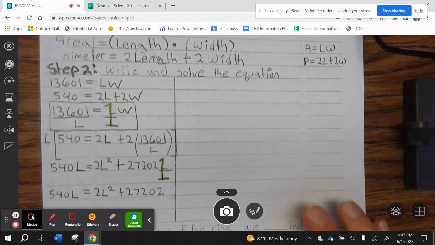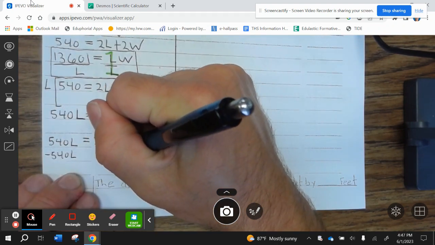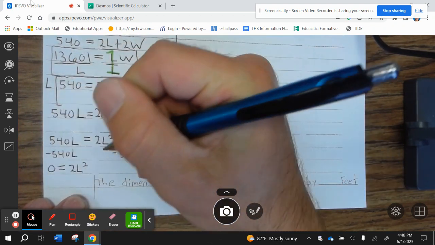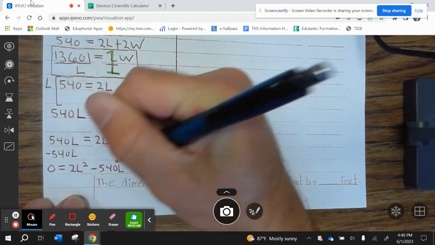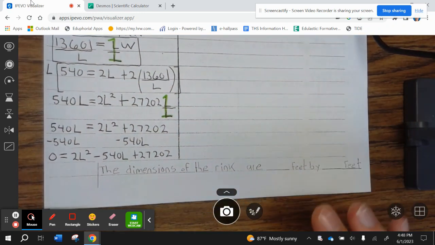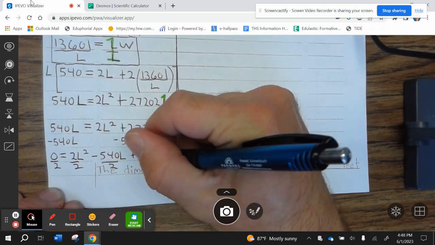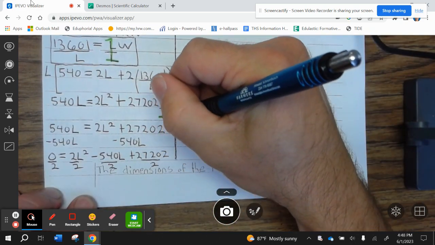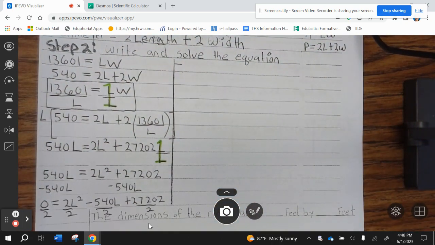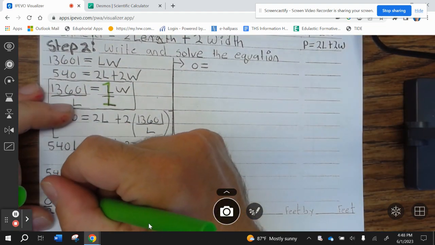Yep. All right. So now we need to subtract 540L from both sides. So that becomes 0. You get 0 equals 2L squared minus 540L plus 27,202. Those numbers are big, but I notice they're all divisible by 2, so we're going to divide everything by 2. So that, bring our work up here. Okay. So 0 equals, that divides, it becomes 1.